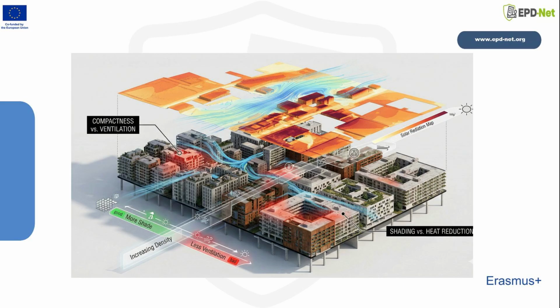Furthermore, we must weigh shading versus heat reduction and ventilation versus heat control. Every decision to block the sun or invite a breeze affects the overall thermal comfort of the urban fabric. As designers, our goal is to navigate these trade-offs to create environments that are both efficient and livable. Understanding these dynamics is the first step toward a truly resilient urban form.